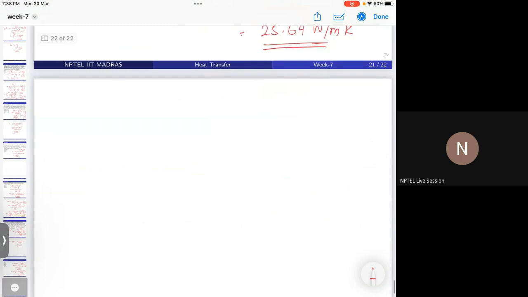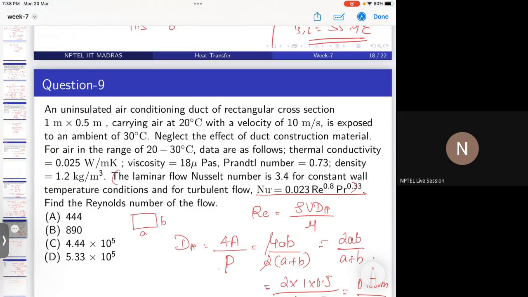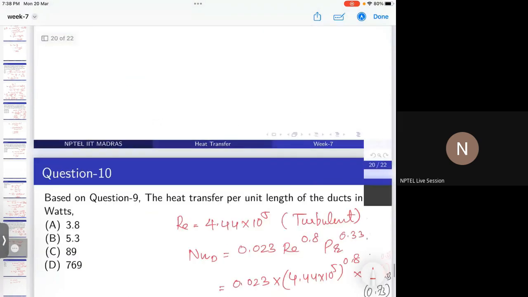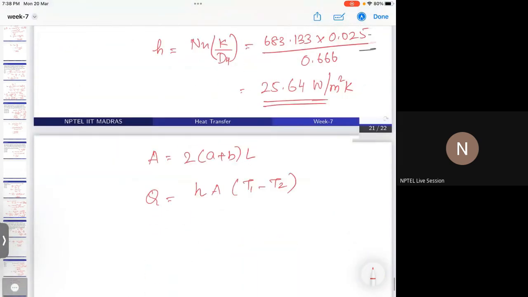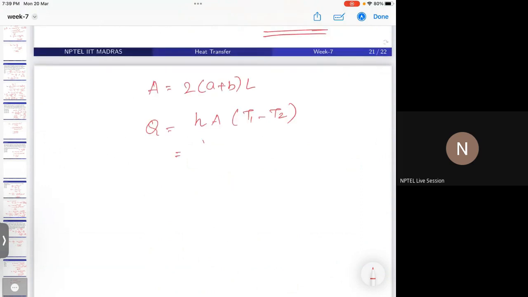So you are asked to find out the heat transfer per unit length of the duct. What is the surface area? It is 2(a plus b), that is the perimeter, times the length of the duct. So Q is equal to h A (T1 minus T2), the average heat transfer coefficient you already found out, which is 25.64. That is h times 2(a plus b) times L.